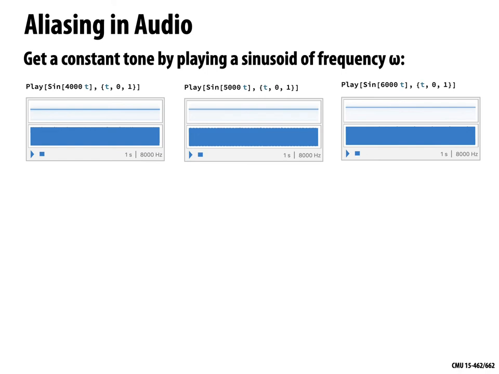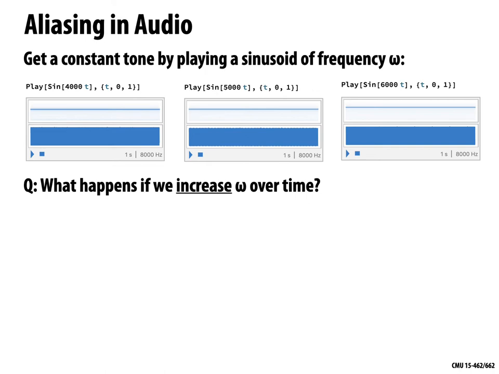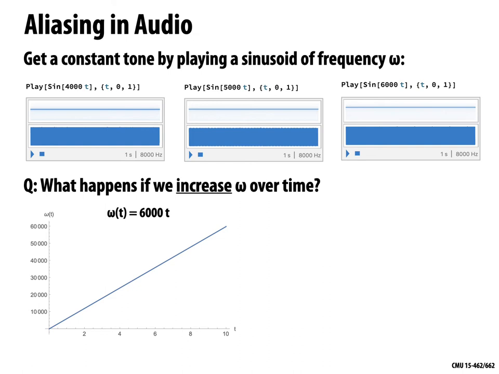Okay, so here's a really interesting question. What do you think is going to happen if we increase the frequency omega over time? Right. So rather than making omega just this constant number, 4,000, 5,000, or 6,000, what happens if it changes, if it increases over time? So if we say omega as a function of time t is, let's say, 6,000 times t, what would you think that should sound like?